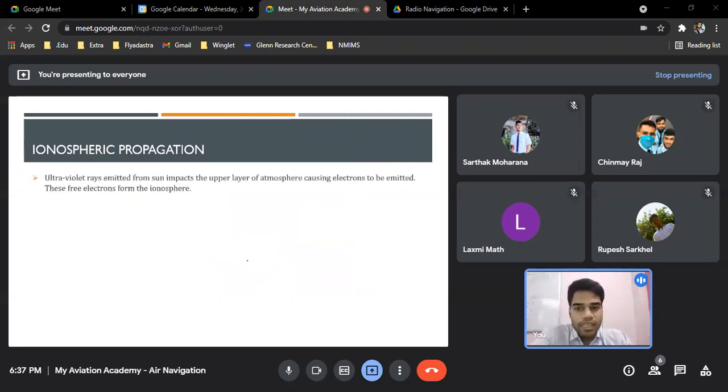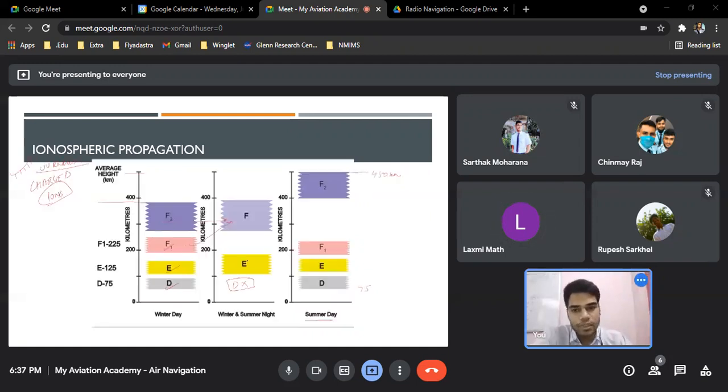So as I told you, UV rays emitted from the sun impact the upper layer, causing the electrons to. Yes, Lakshmi. What are the F1 and F2? See, F1 and F2 are also layers. What happens is, in the winter and the summer daytime, the sun is shining, so there is a bigger range of charged particles. So we had to divide the F layer into two components, F1 and F2. Whereas in the night time, the charged particles reduce, so they contract, they come together, and the layer also contracts. So the layer has contracted. It's just the layers.